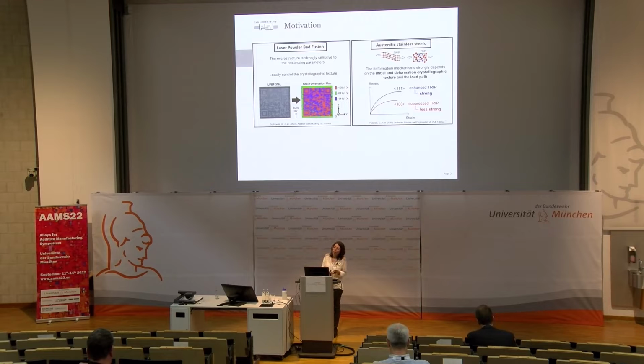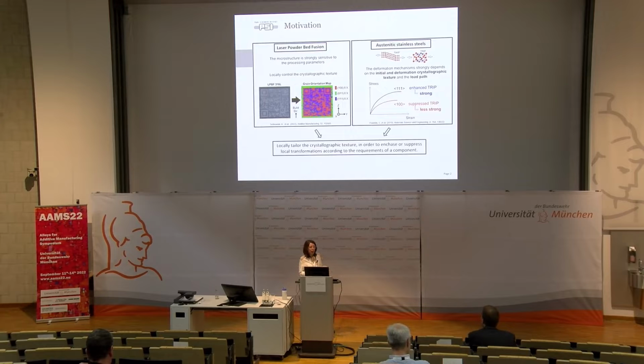On the other side, if we have a 1-0-0 texture, the TRIP effect will be suppressed and we have a less strong material. So this opens the possibility, of course, to tailor locally the crystallographic texture in order to enhance or suppress local transformation according to the requirements, in particular for one particular component. So the question is, can we build these complex samples with locally different material properties and therefore superior performance?